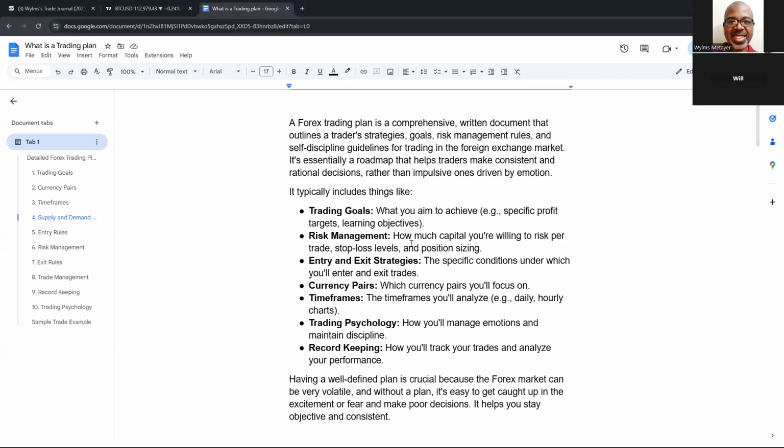Risk management. How much capital will you risk? Are you going to open a live account? I would recommend starting with a demo account with a small amount that you're considering risking. So if you only have $100, open a demo account with $100.